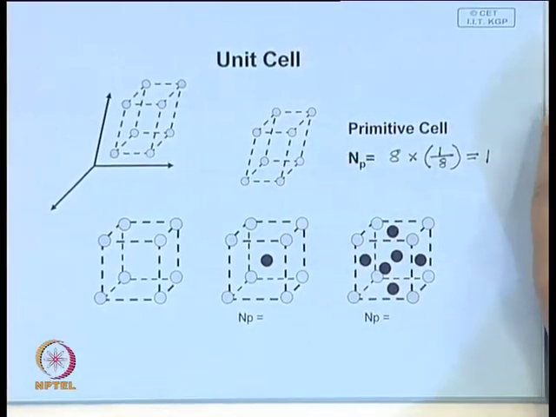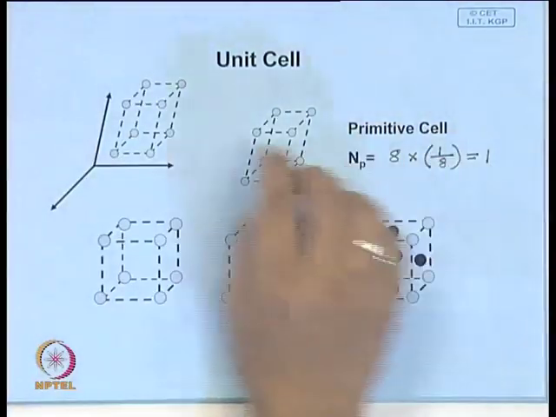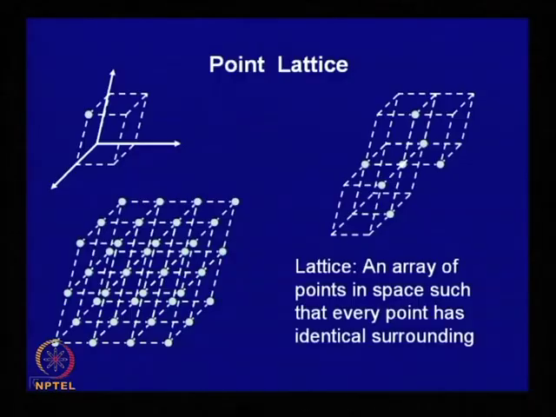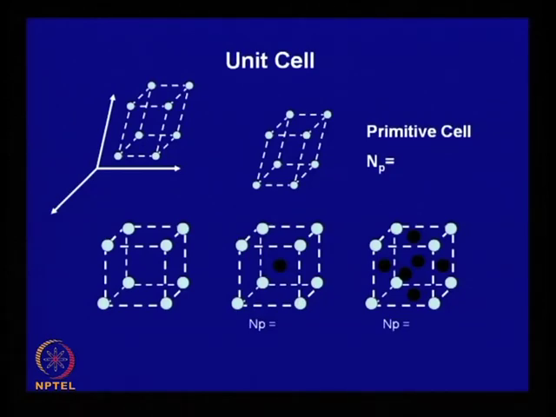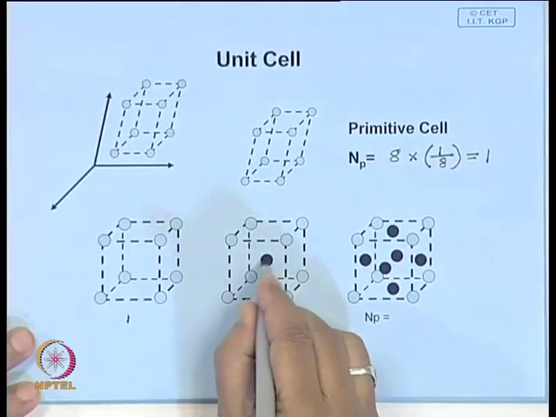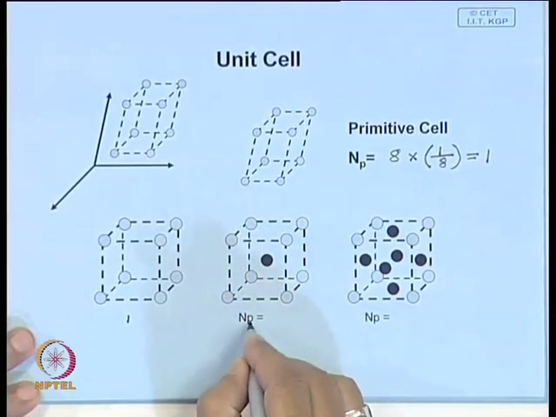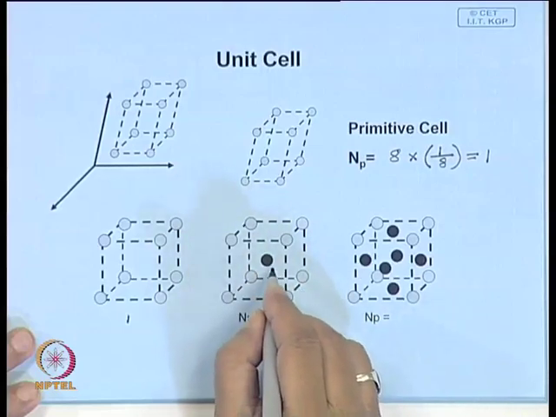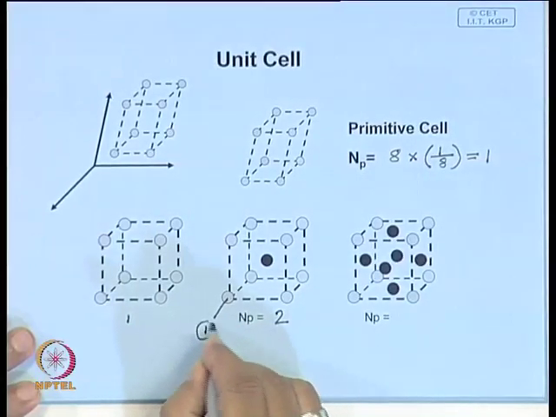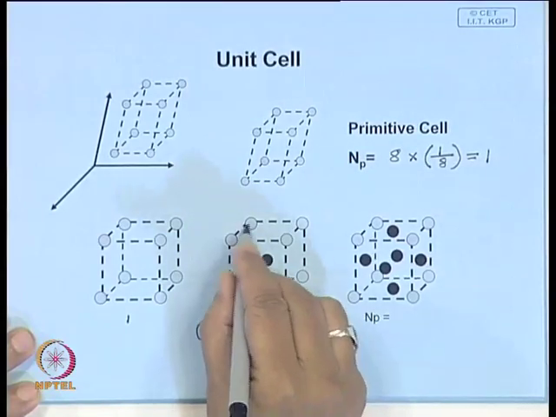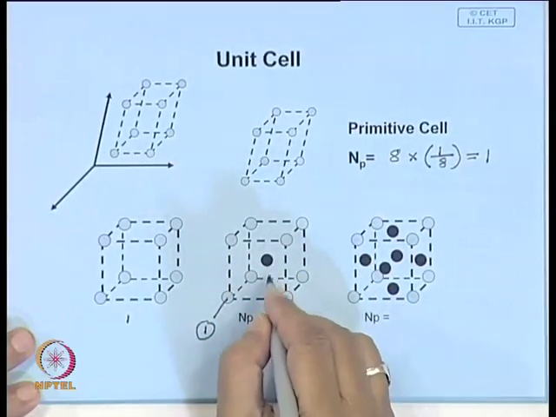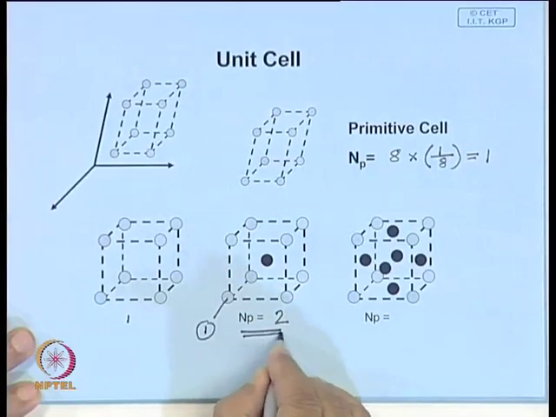Now, you can also have a unit cell, it is not necessarily that a unit cell should have points only at the corner. They can have certain additional points as well, which is shown here. So, this is the primitive cell, here this number is 1. If you have one at the center of the body, in that case the number of points per unit cell will be 2, because the contribution of the corner is 1, and this central point exclusively belongs to this unit cell. So, it is not a part of any neighboring cell. Therefore, here the number of points per unit cell is 2.